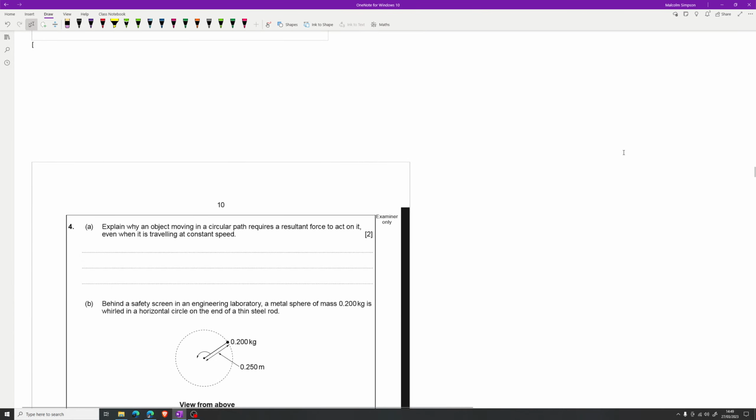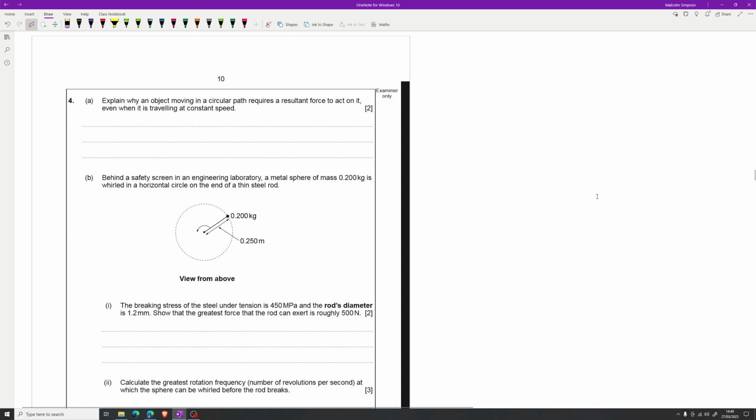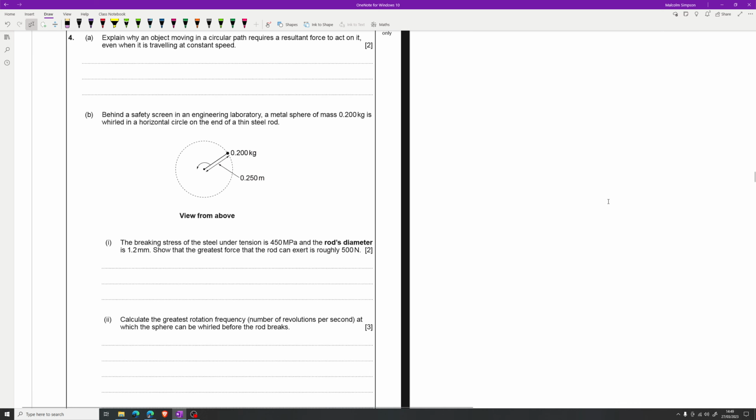Question 4. Okay, explain why an object moving in a circular path requires a resultant force to act on it even when it's traveling at a constant speed. So, any explain question, always check how many marks it's worth. This is worth 2 marks, so make 2 points.